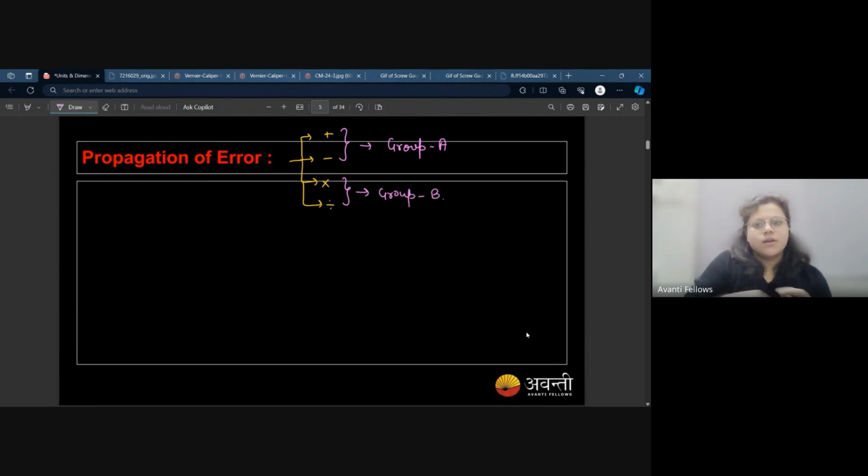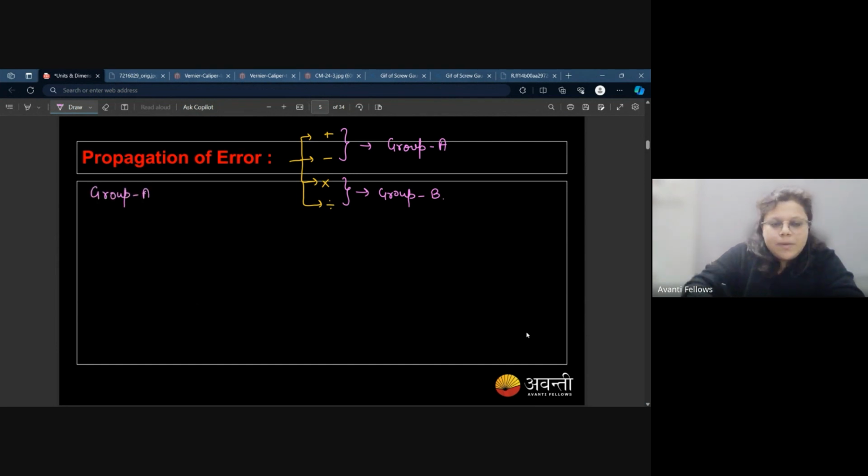This is a very simple thing, not something that I'm taking from books. This is just to let you know that we have two types of dealing when it comes to propagation of error. The dealing of group A is the same, and the dealing of group B is also the same, but they are quite different from each other. Let's discuss group A.